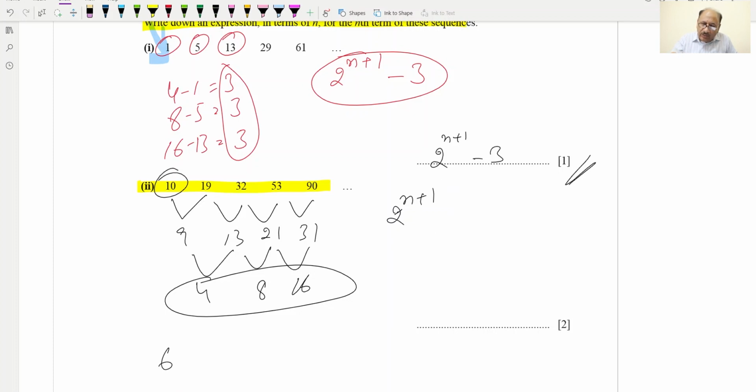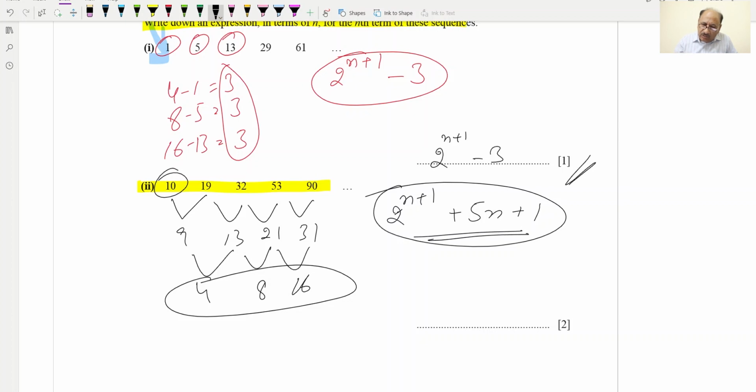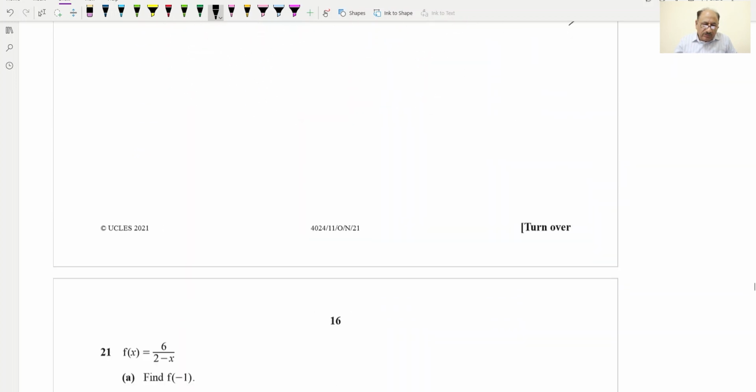So if we take 5n plus 1, and replace n with 1, we get 6 plus, n raised to 1 will be 4. 4 plus 5 plus 1, which is 9 plus 1, will be 10. So this formula works for all of the terms. We can write 2 raised to n plus 1 plus 5n plus 1. This will be the 2 marks answer.